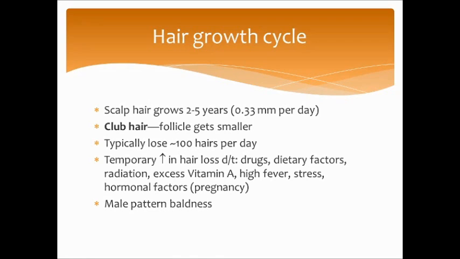Club hair is where the follicle gets smaller and becomes inactive. The root breaks down and the hair becomes shed and a new hair is formed. So the club hair is kind of where the hair begins to die. People typically lose about 100 hairs per day. If they're losing more than that, that could be a sign of something more severe going on. There are some conditions where you might have a temporary increase in hair loss due to drugs, dietary factors, radiation, excess vitamin A, high fevers, stress, hormonal factors such as pregnancy.